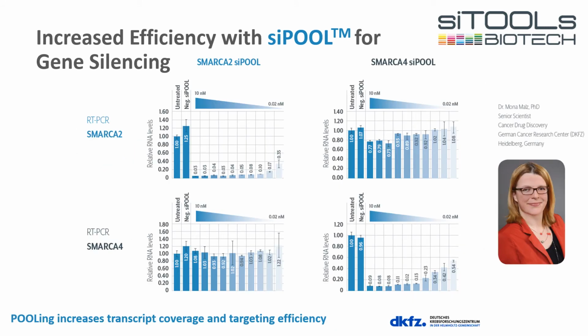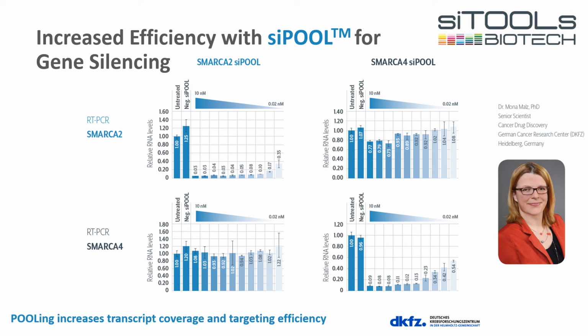And I want to give you one more example, and this is actually customer data from the DKFZ in Germany. The scientist Mona Malz wanted to knock down one paralog of a gene while not affecting the expression level of the other paralog. Therefore, we designed two siPOOLs, one targeting SMARCA2 and the other siPOOL targeting SMARCA4. The analysis was performed using RT-PCR, and on the y-axis you see the relative RNA levels. And as you see for both SMARCA2 knockdown and SMARCA4 knockdown, the siPOOLs were able to reduce RNA levels of the targeted genes at very low concentrations.